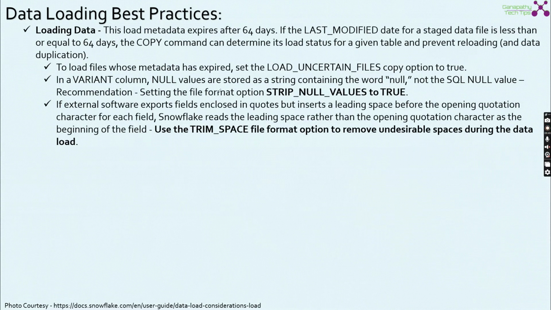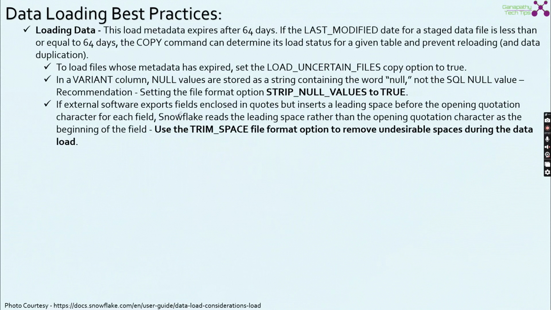In the variant column, null values are stored as a string containing the word null, not the SQL null value. So what is the recommendation? It is a meaningless word. If you are storing the word as null, there is no meaning to it. If you store it as the SQL null value, then only there is a meaning to it. We can mine the data and generate some insights out of it, like the total number of null values, whatever. So how can it be done? You can set strip null values to true, which is the option available for semi-structured data.